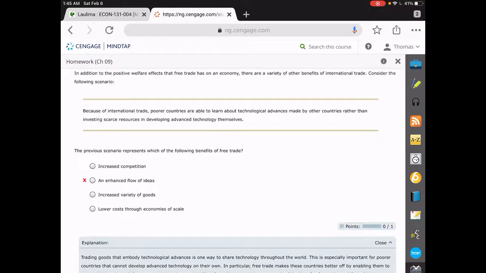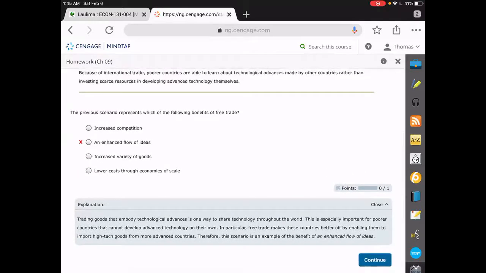So international trade, poor countries can learn technological advances that are made by other countries. So which of these benefits of free trade would this describe? That would be the enhanced flow of ideas. This is sort of definitional, so there's not very much for me to discuss with this.